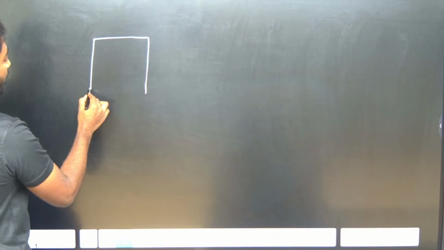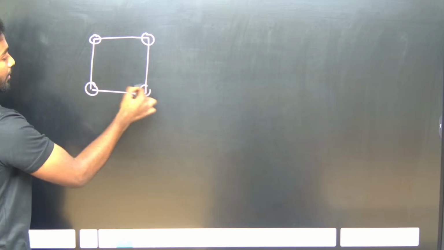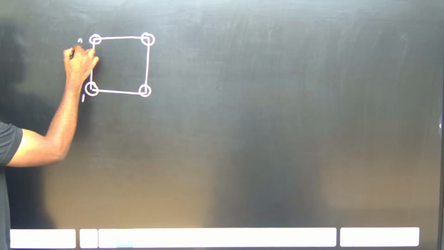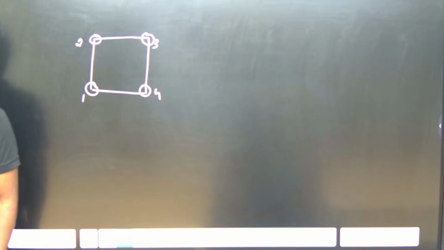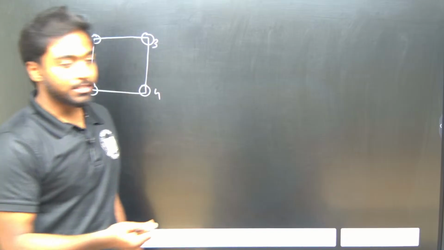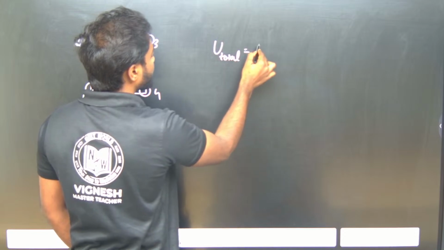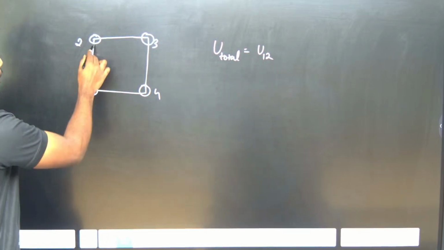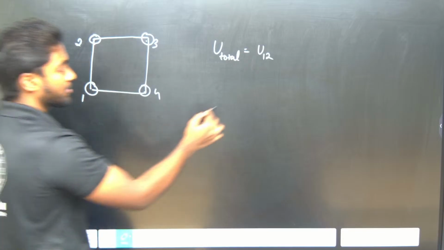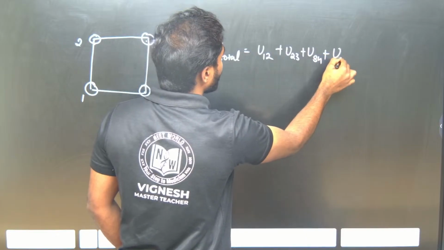Suppose I take a square. A square has 4 vertices and 4 edges, 1, 2, 3 and 4. Now, how can we write the potential energy? U total will be equal to U12 plus U23 plus U34 plus U41 for the edges first.